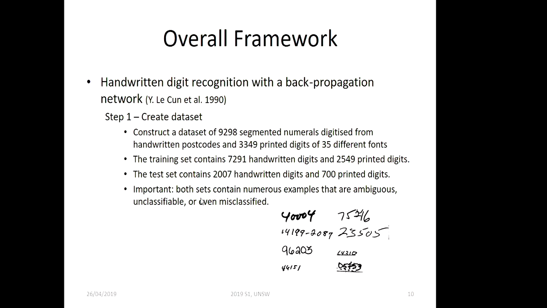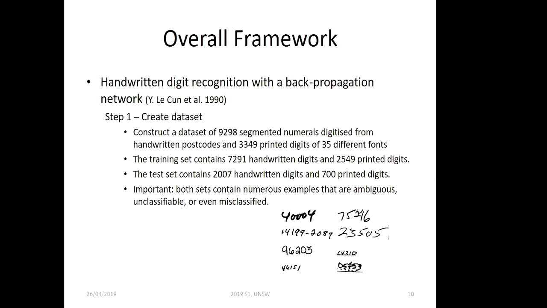Something quite important here I want you to keep in your mind is that both sets contain numerous examples that are ambiguous, unclassifiable, or even misclassified. For example, the images would contain digits like these. If you look at this number, 96203, I think, someone might consider it as 5. So it can be quite ambiguous to different people.